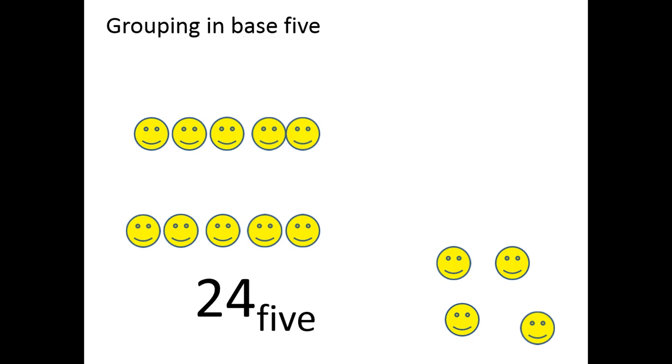Now let's talk about how we would say that number, because this can be a little confusing. To us in base 10, that looks like the number 24. But we don't want to call this 24 because saying 20 really means that we have 2 10s. And that's not what we have. We have 2 5s. So the way we're going to say this is 2 4 base 5. That means we have 2 groups of 5 and 4 1s left over.